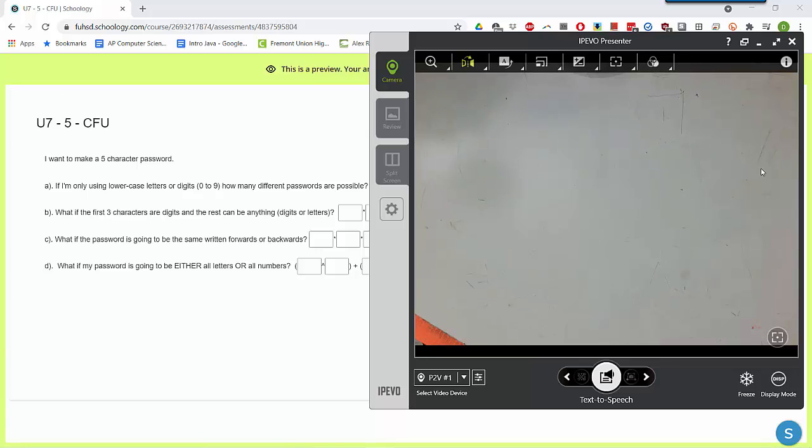Hello everybody, let's do the check for understanding together. So I want to make a 5-character password. If I'm only using lowercase letters or digits 0 through 9, how many are possible?